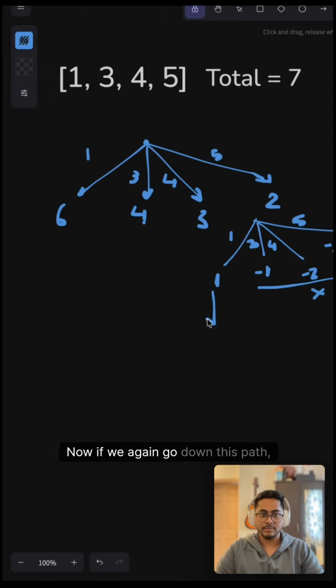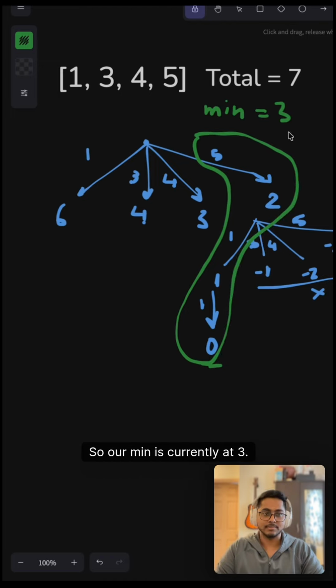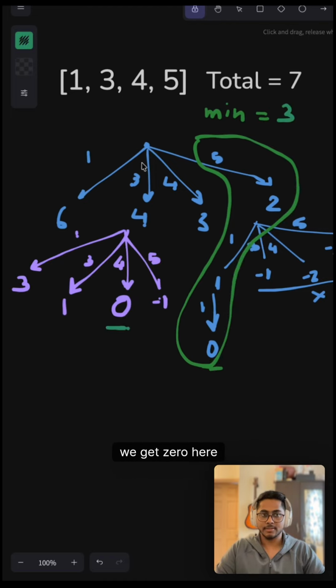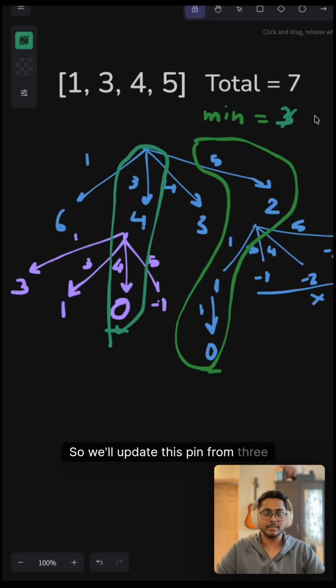Now if we again go down this path, let's say with 1, we get 0. And this is our first base case. We got here through 1, 2 and 3 steps. So our min is currently at 3. So if you see this path, we get 0 here, and we are getting it in just 2 steps instead of 3. So we'll update this min from 3 to 2.